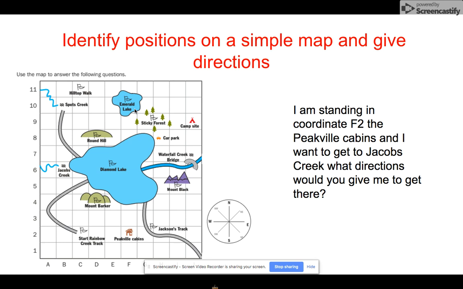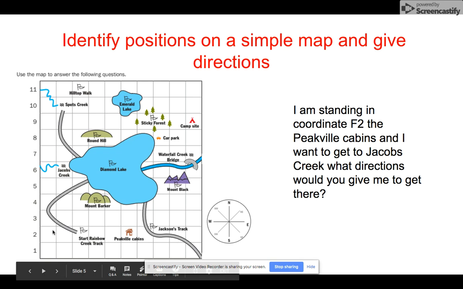If I'm standing in the coordinates F2, which is here for the Peakville Cabins, and I want to get to Jacobs Creek, what direction would you give me to get there? I'd like you to pause the video here. If you sent me off in a west direction, I would get here. If you sent me off in a north direction, I would get here. So I want to be up and over here.